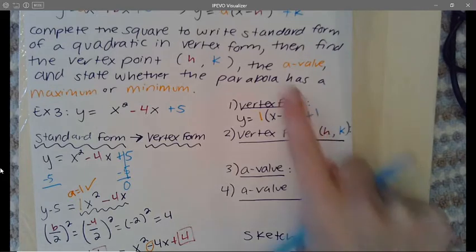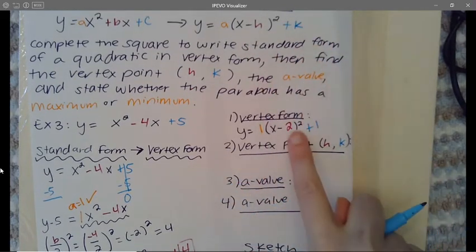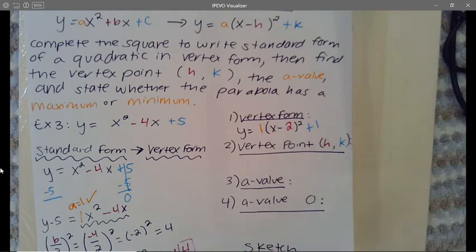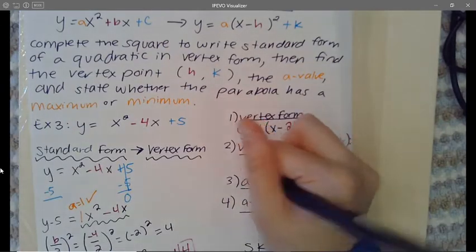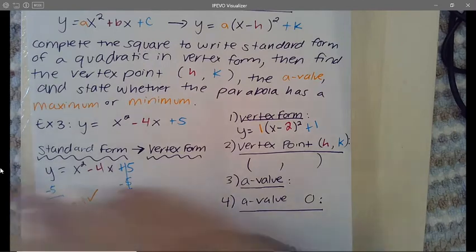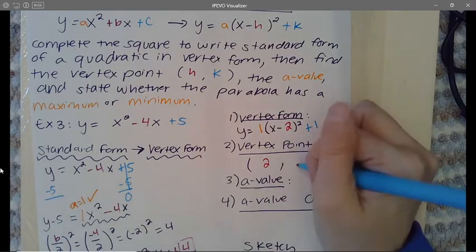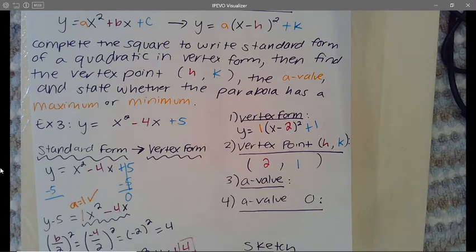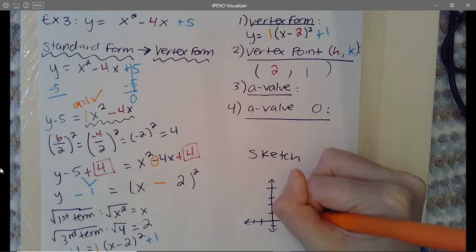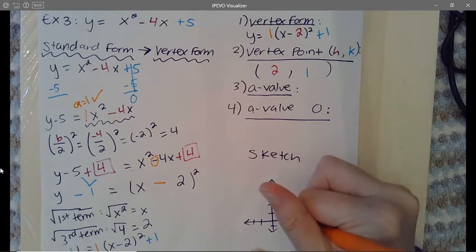My vertex point is the h and the k in the formula, but don't forget the h, you got to think the opposite, which just means you got to flip the sign. So my vertex point, the h, the opposite of negative 2, is positive 2. So 2, my k value is 1. Okay, so my vertex point is at 2, 1, so I'm already going to graph it on my sketch. So 2, 1, that's my vertex point. And this is my vertex.